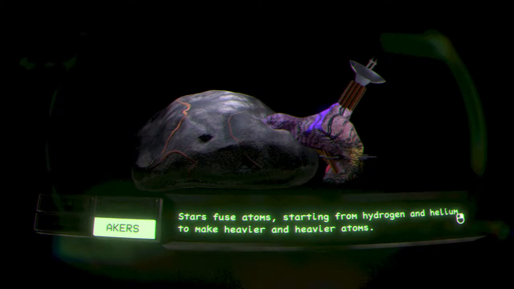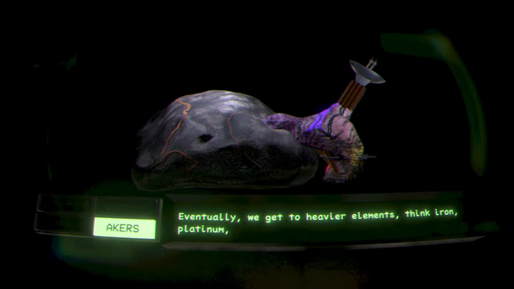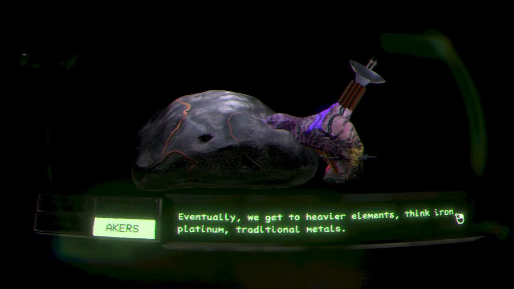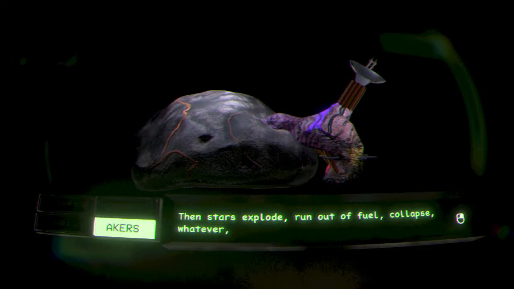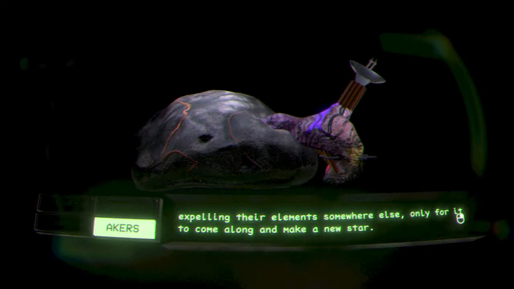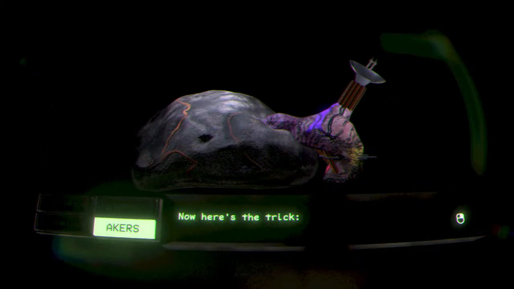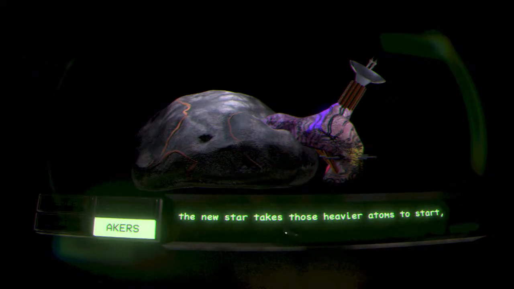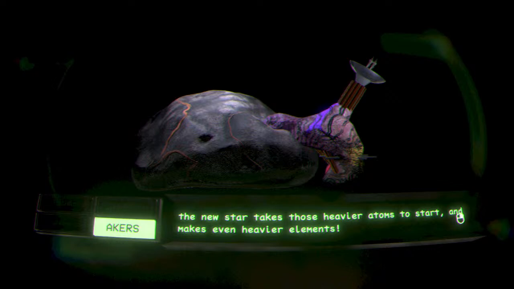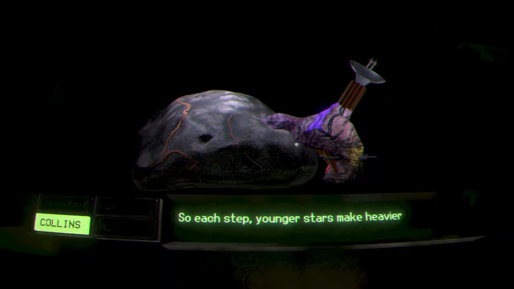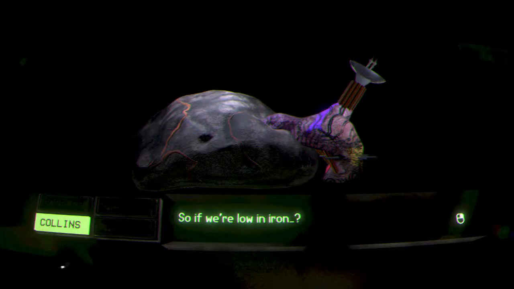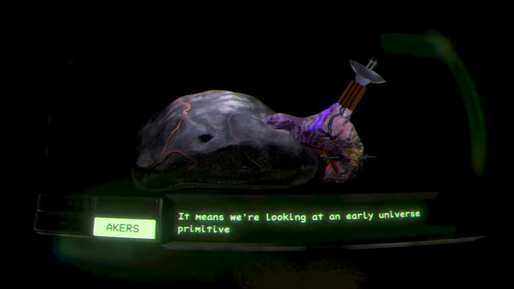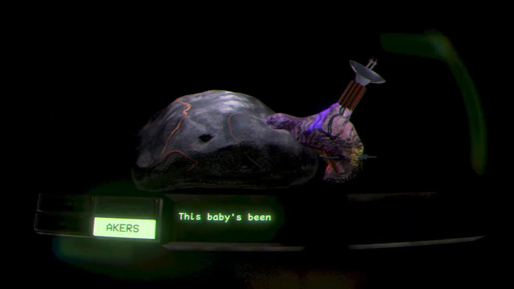Stars fuse atoms, starting from hydrogen and helium to make heavier and heavier atoms. Eventually, we get to heavier elements, think iron, platinum, traditional metals. Then stars explode, run out of fuel, collapse, whatever, expelling their elements somewhere else, only for it to come along and make a new star. Now here's the trick. The new star takes those heavier atoms to start and makes even heavier elements. So each step, younger stars make heavier atoms, which then form heavier rocks. So if we're low on iron, it means we're looking at an early universe primitive.